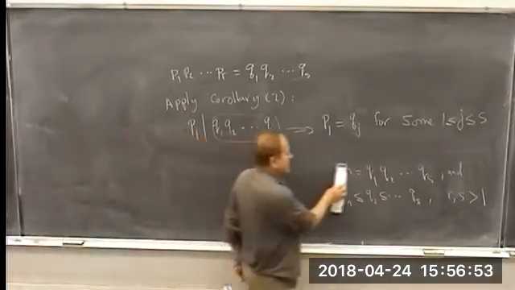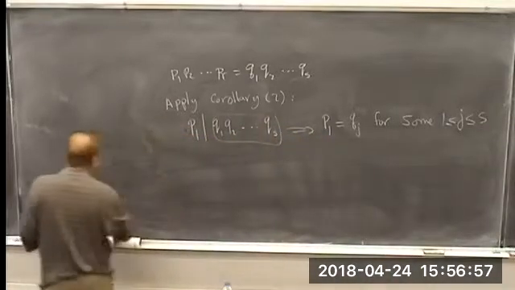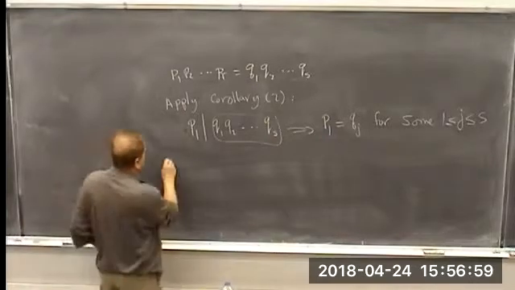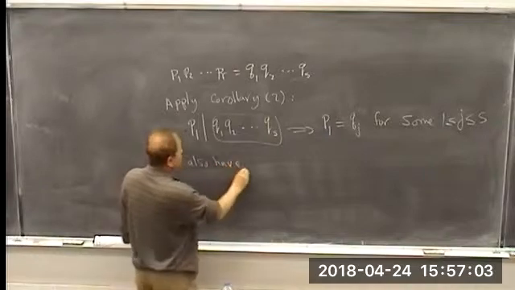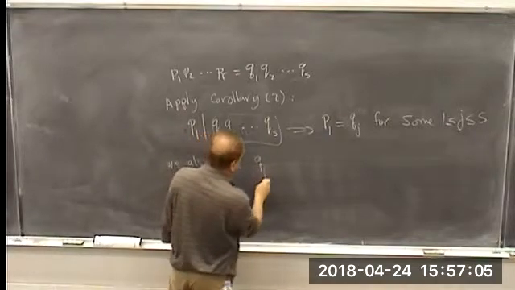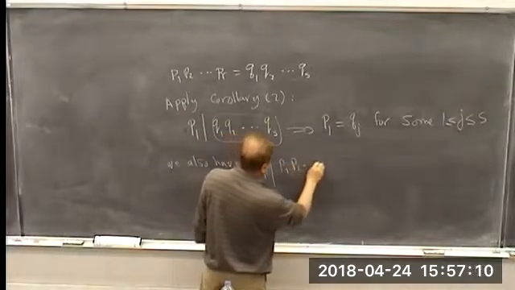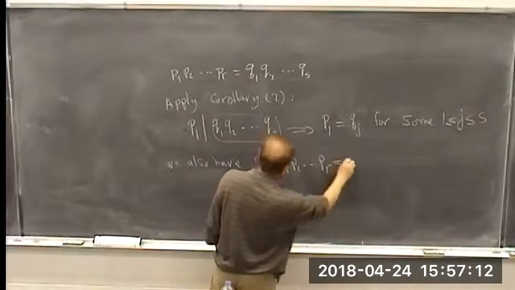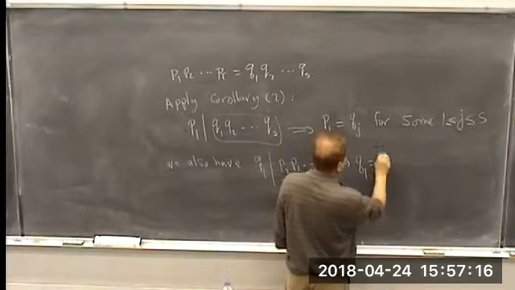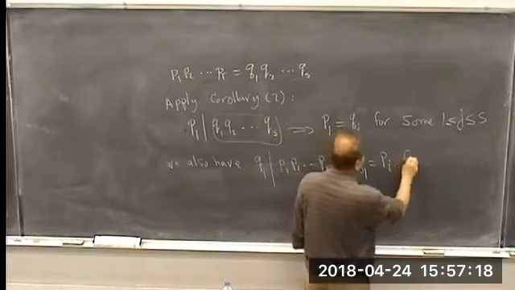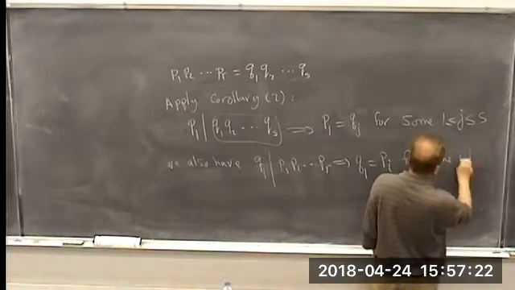Similarly, we can apply corollary 2 in the other way. We also have that Q1 divides B1, B2 up to BR. And this implies that Q1 is going to equal B sub I for some I between 1 and R.